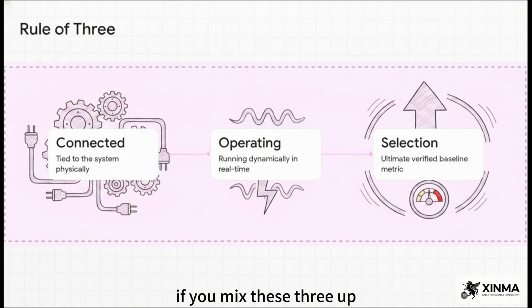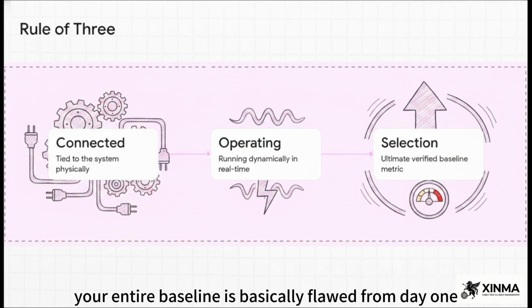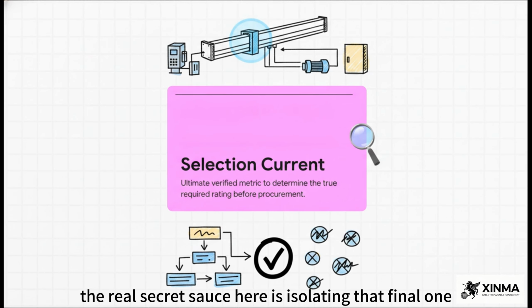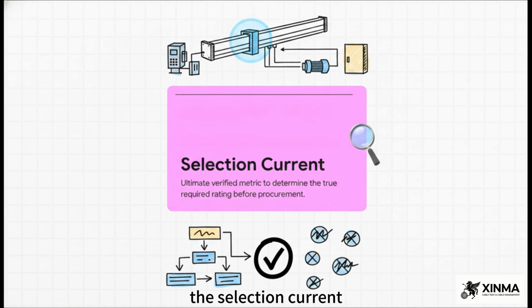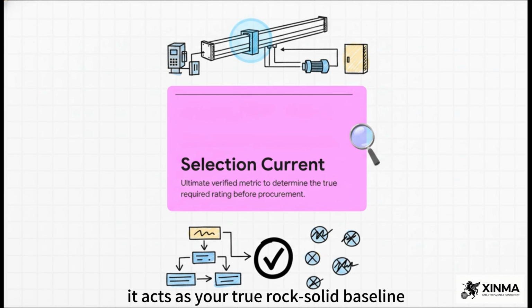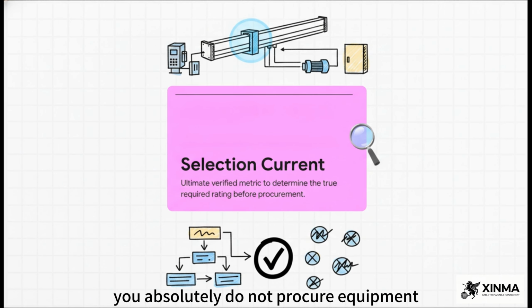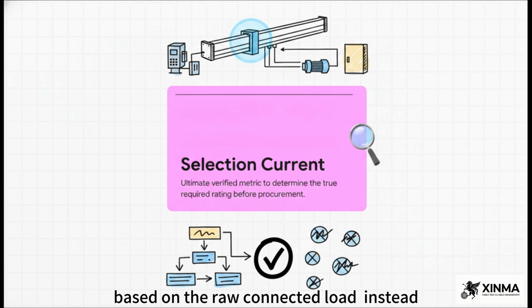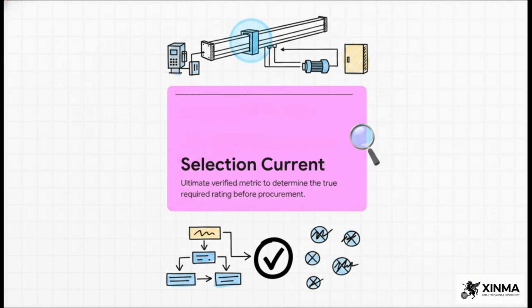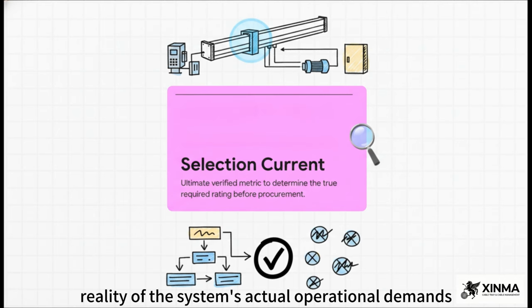If you mix these 3 up or treat them as the same thing, your entire baseline is basically flawed from day one. The real secret sauce here is isolating that final one, the selection current. This right here is your ultimate, fully verified metric. It acts as your true, rock-solid baseline. You absolutely do not procure equipment based on the raw connected load. Instead, you procure based on this carefully isolated selection current, because that is the number that accounts for the reality of the system's actual operational demands.